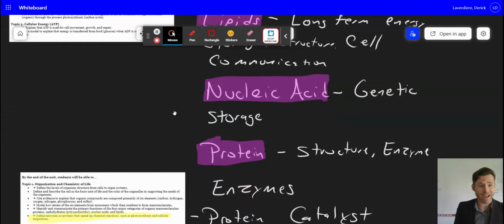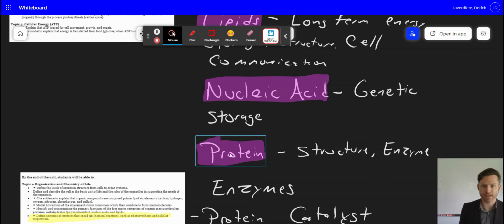Moving on to nucleic acid. These are DNA and RNA, and also ATP, but that's put to a different side because that's a little bit different than the typical nucleic acids. And their function is genetic storage. Right? It holds the information, DNA and RNA. That's pretty straightforward.